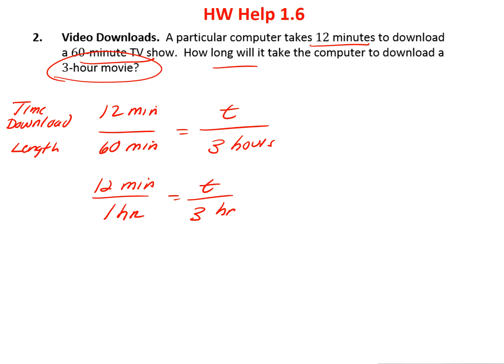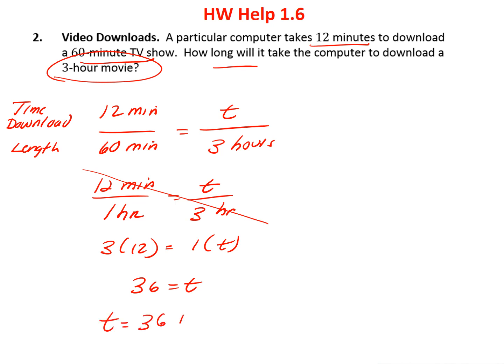By the way, I could have changed this to 3 times 60, 180 minutes, and said 60 to 180, but I thought I'd go with that. So now let's cross multiply. So I get 3 times 12 equals 1 times t, or 36 equals t. So the amount of time it's going to take for 3 hours is 36 minutes.